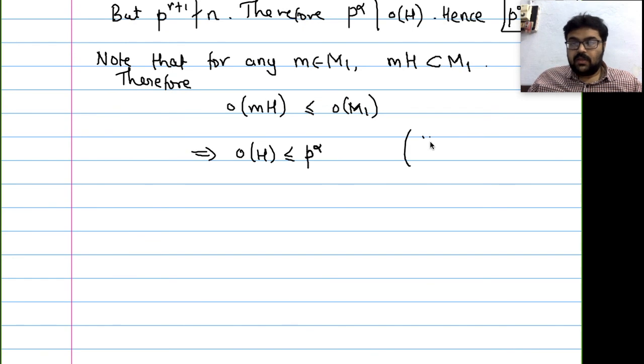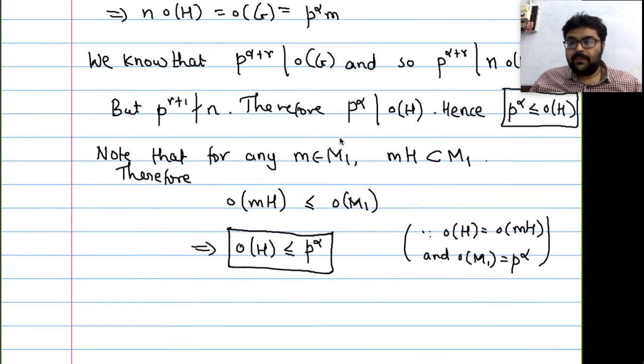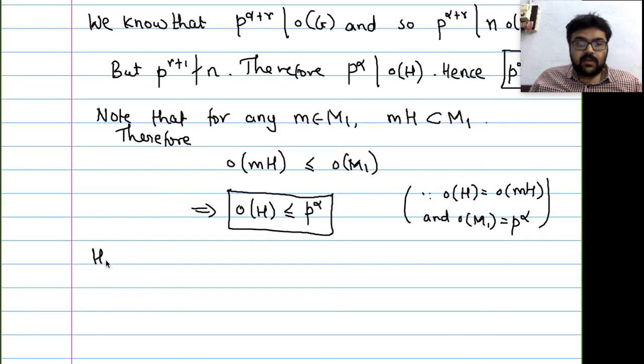Right? Since order of H equals order of MH. If you have any doubt, you can prove this, verify this. And order of M1 equals p power alpha. So what we have here is order of H is less than or equal to p power alpha, and hence I write, hence order of H equals p power alpha. Let us call these 1 and 2.